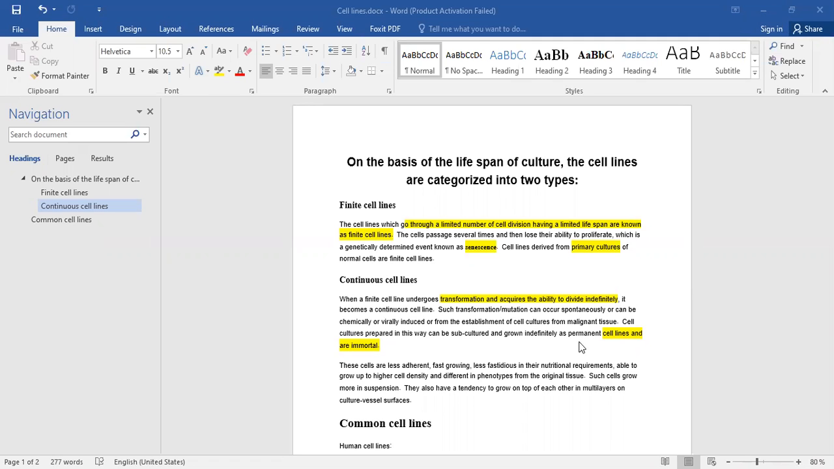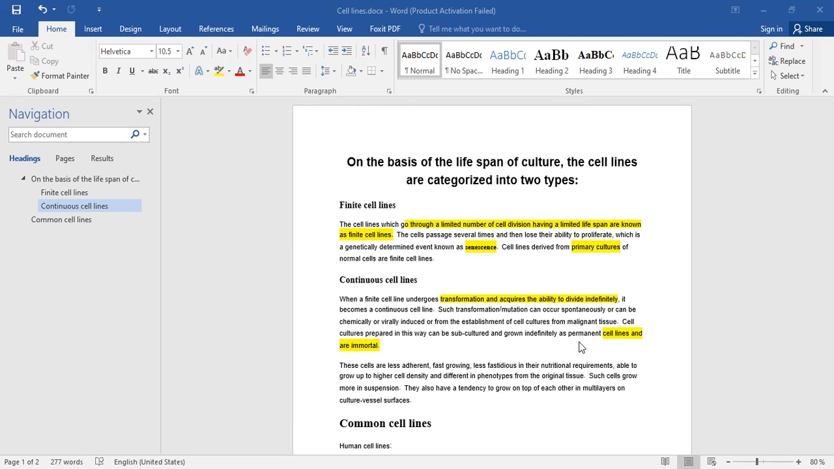We have cultured the cells in the primary cell culture and the secondary cell culture. In the primary cell culture, we culture cells from the tissues, fresh cells. The fresh cells which are cultured are known as the primary cell cultures. And when we culture these primary cell cultures into another media and subculture them, then they are secondary cell cultures.